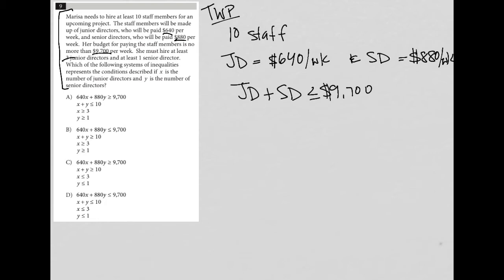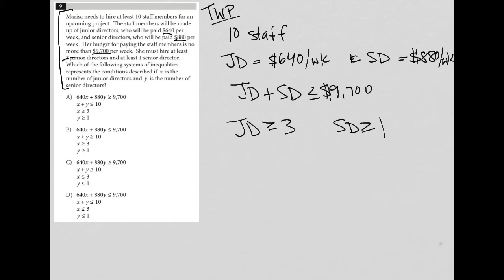She must hire at least 3 junior directors. Okay, so JD must be greater than or equal to 3, right? So at least 3. And at least 1 senior director. So SD must be greater than or equal to 1.